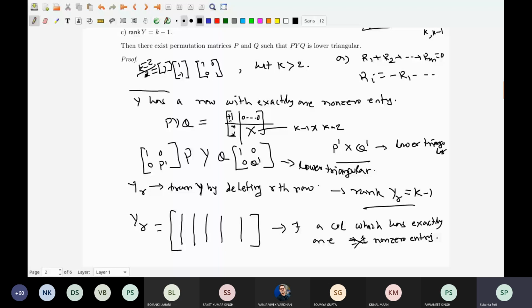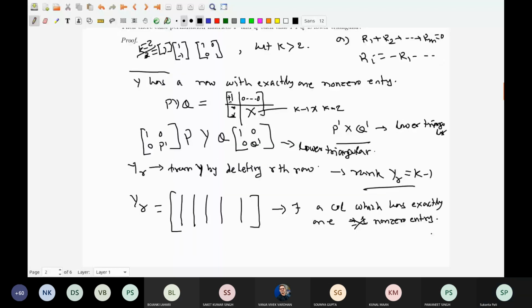So how many non-zero entries are there at best? And there are at best 2 into k minus 1 minus 1. That is at most these many non-zero entries.